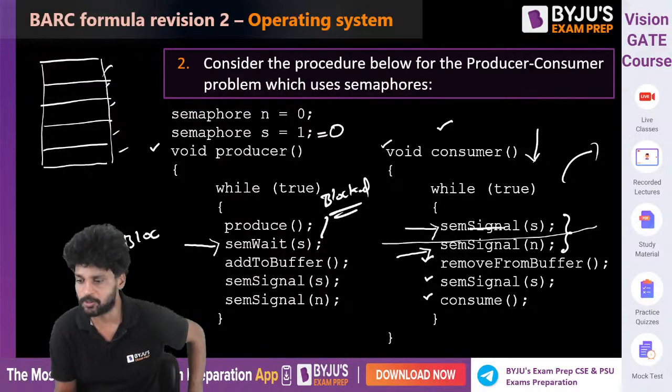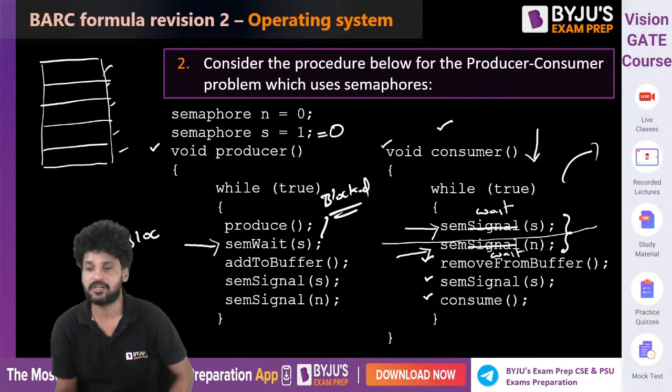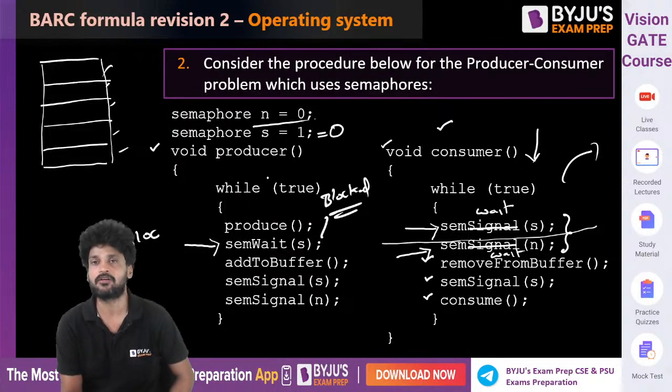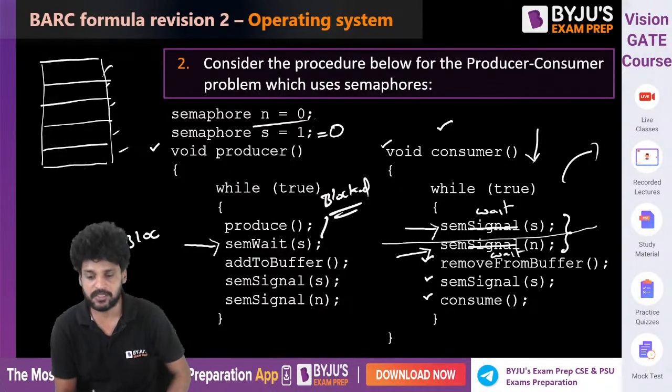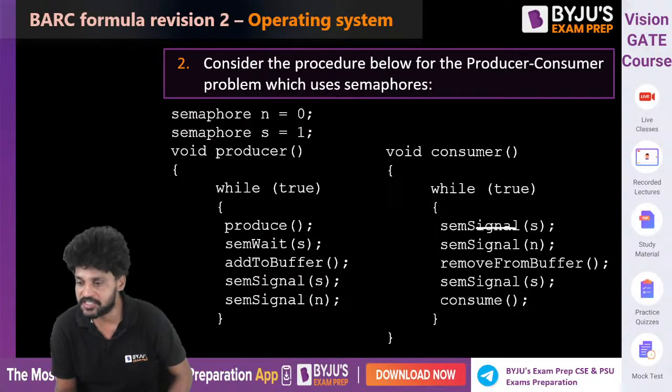Sorry, this is a wait operation. This is also a wait operation. There is a printing mistake. Wait operation on S and wait operation on N. Then consumer performs wait operation on N. Obviously, consumer will get blocked on N. So there is a mistake here. Let me erase this completely. These are not signals. These are wait. Both are wait. Wait on S, and this is also wait on N.